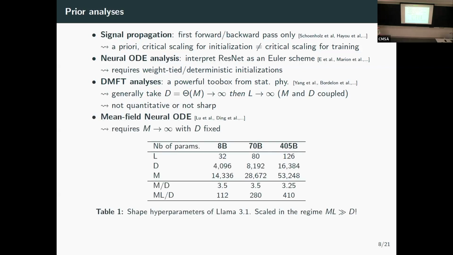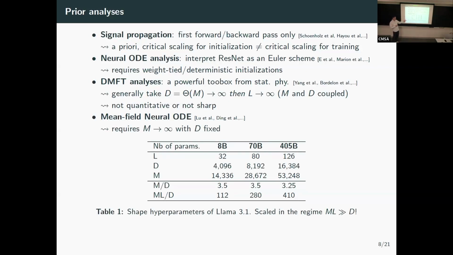Another line of work is the mean field neural ODE, and this I will present a bit later. This consists in taking an infinite width two-layer perceptron at each layer of the ResNet and taking also the depth to plus infinity. But as I've mentioned previously, this a priori only applies when M is much larger than D. This analysis is valid only if you fix D and let M diverge.